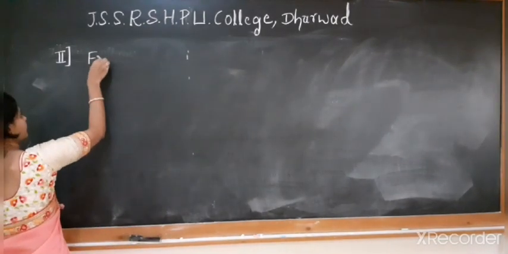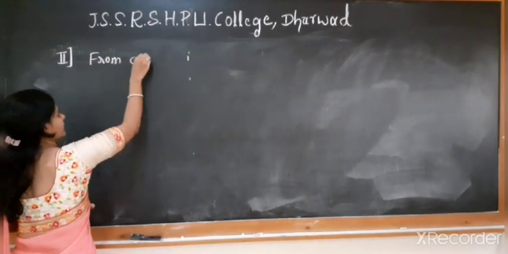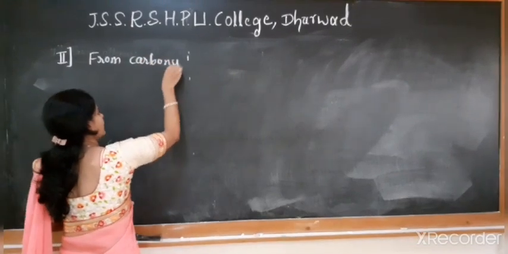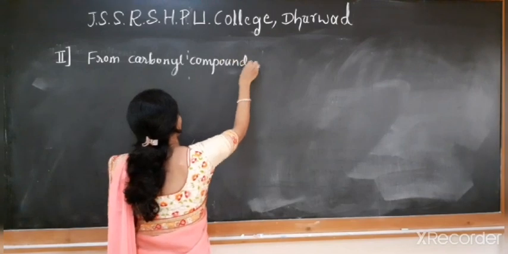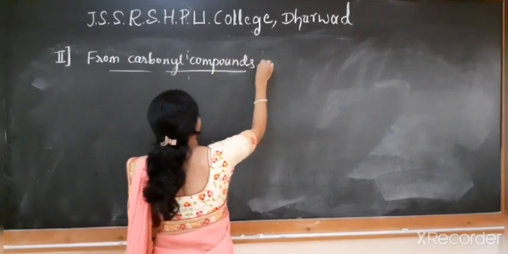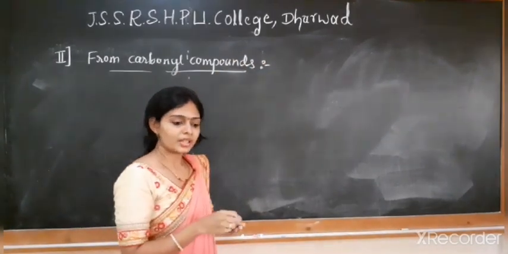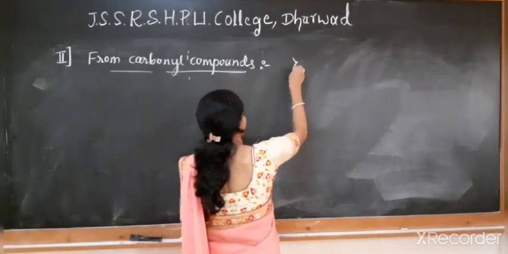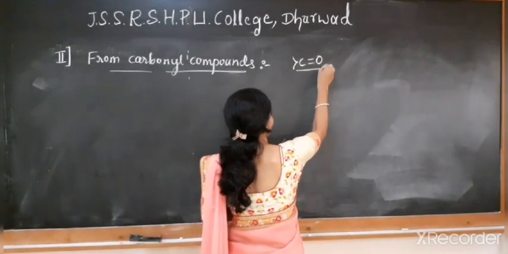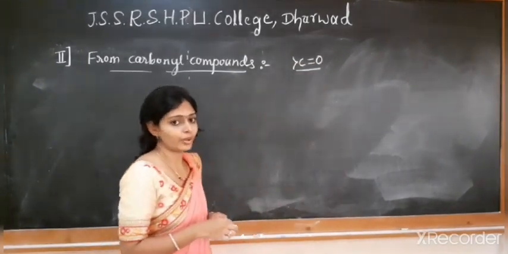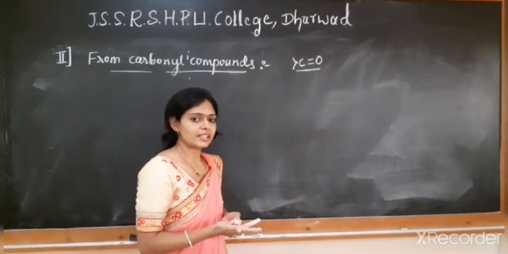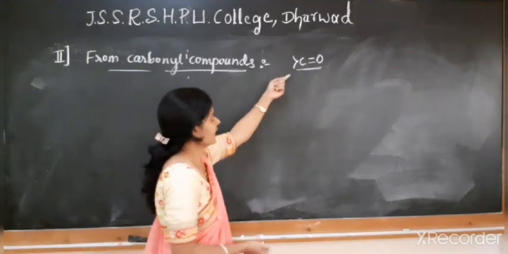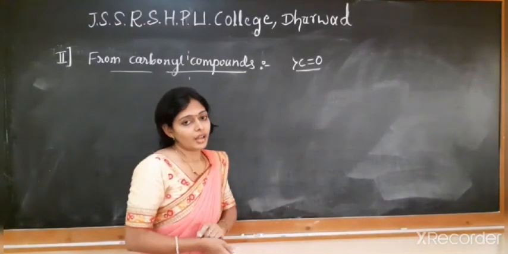Now, the second compound from which we can get alcohol is from carbonyl compounds. Carbonyl compounds are the compounds which are having carbonyl group, C double bond O as a functional group. So like aldehydes, ketones, carboxylic acid, esters are considered as carbonyl compounds. So from carbonyl compounds we can get the alcohol.